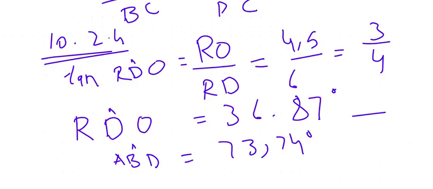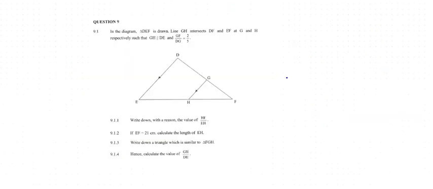So the next question is question number 9. 9.1, in the diagram of triangle DEF, line GH is drawn intersecting DF and EF at G and H respectively, such that GH is parallel to DE and GF by DG equals 2 by 5. So we have the first question 9.1.1. Write down, with reason, the value of HF by EH. So the first part of this question is that we have to write down the reason for the value.